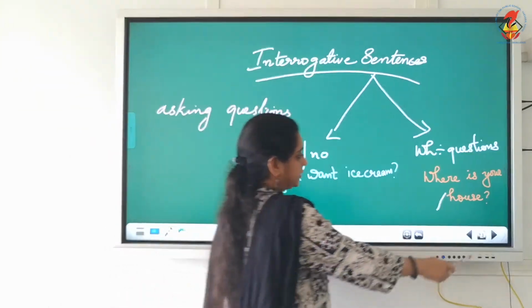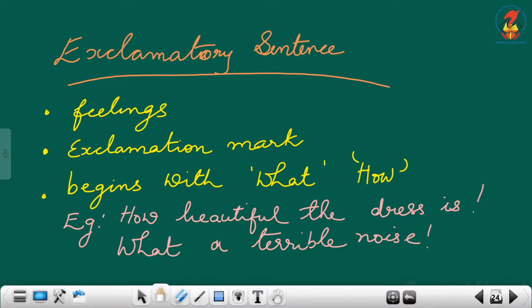Now the next one, exclamatory sentence. What do you mean by exclamatory sentence? A sentence which shows feelings, surprise, emotions. Then at the end of an exclamatory sentence, what do you have to put? Exclamation mark. Then it begins with what or how. "What a beautiful day it is!" That is an exclamatory sentence. So after that you have to put an exclamation mark.